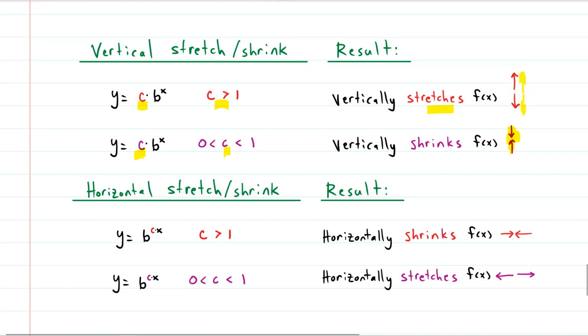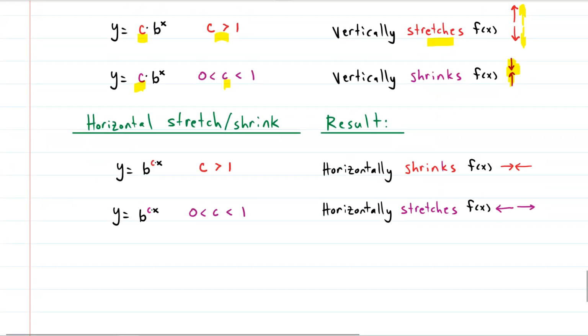Now the horizontal stretch or shrink has a constant multiplied up inside the function in the exponent. If that constant's bigger than 1, then you are shrinking it horizontally, meaning you're pushing it towards the y-axis from both sides. And if that constant in the function is between 0 and 1, then it is a horizontal stretch, meaning it pushes it away from the center, pushes it out towards both sides or away from the y-axis.